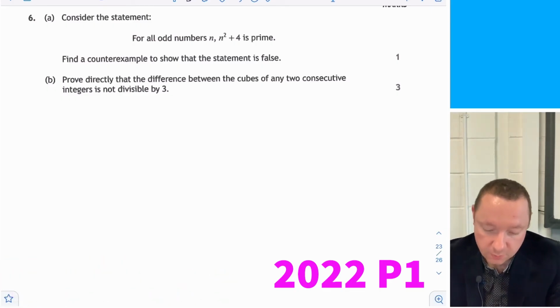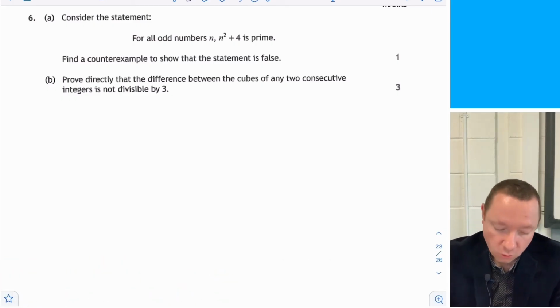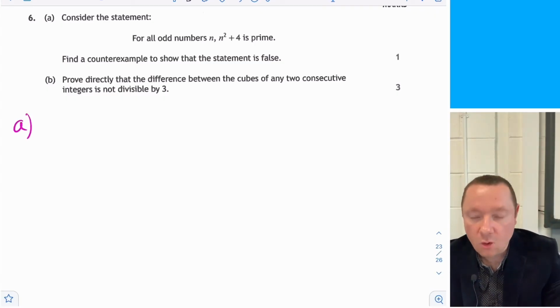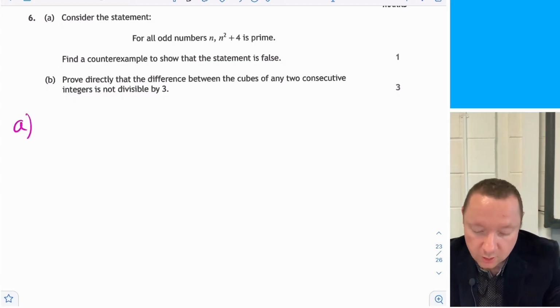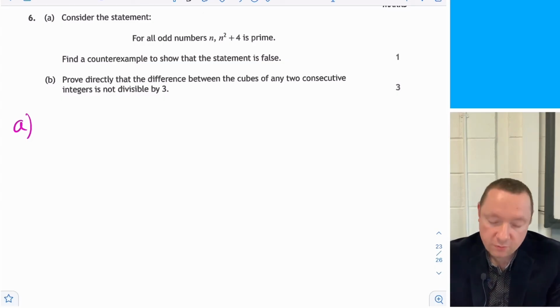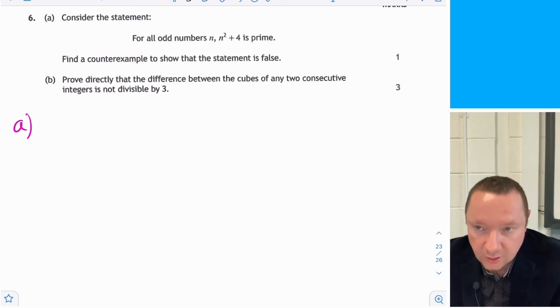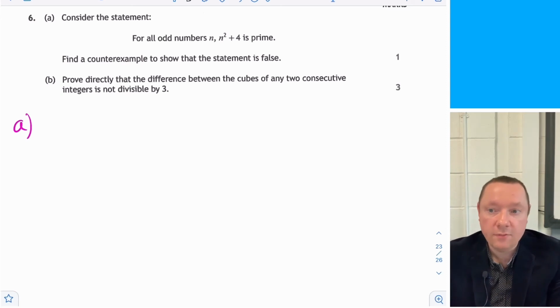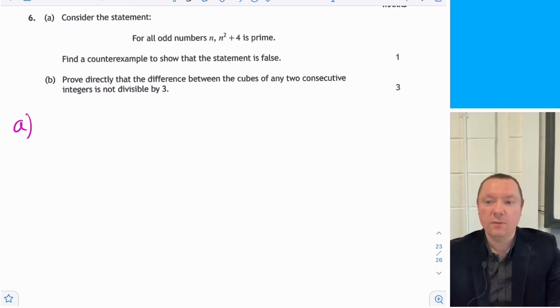Well, that's it. Done. Consider the statement: for all odd numbers n, n squared plus 4 is prime. Find a counterexample to show that the statement is false. Nice and simple, this one. We just need to find the odd number, so we just try it in our heads. 1 squared plus 4 is 5. 3 squared is 9 plus 4 is 13. 5 squared is 25 plus 4 is 29. 7 squared is 49 plus 4 is 53. 9 squared is 81 plus 4 is 85. Oh, that's in the 5 times table, so it's not prime.